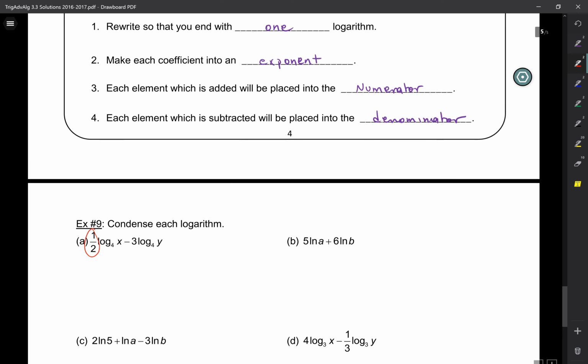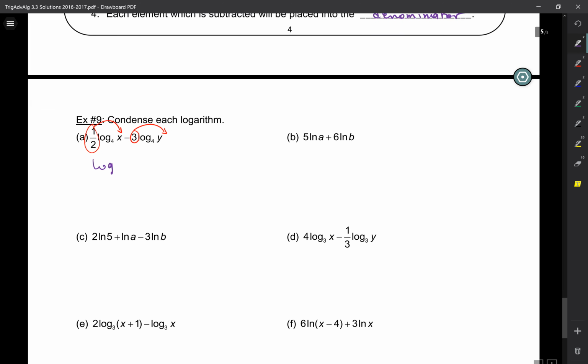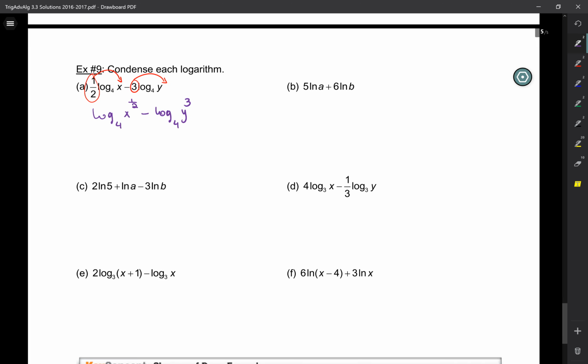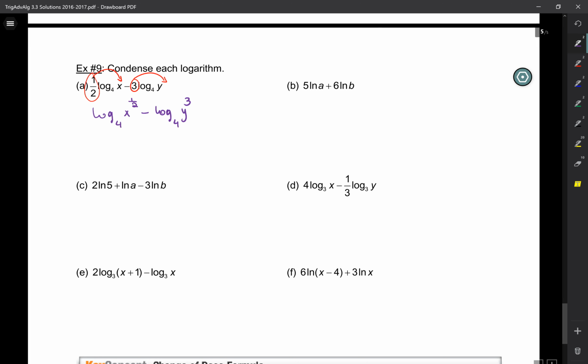The coefficients will turn into what? Exponents. So here, first off, I have log base 4 of x to the power of 1/2 minus log base 4 of y to the power of 3, right? Now, what is x to the half? Do I leave it as x to the half? That's root x. So I have log base 4 of root x. And what about the y cubed? Where does that go? Does it go in the numerator or the denominator? Denominator. Right? So since it's minus log of y cubed, the y cubed goes in the denominator, and look at that, we condensed it.